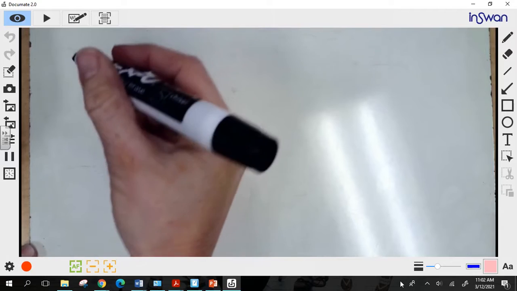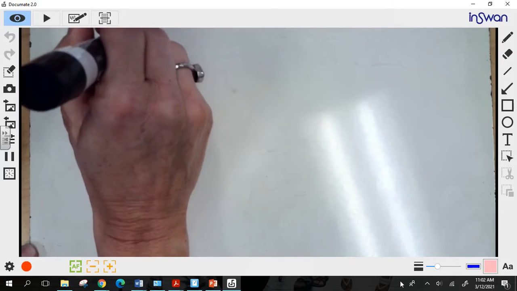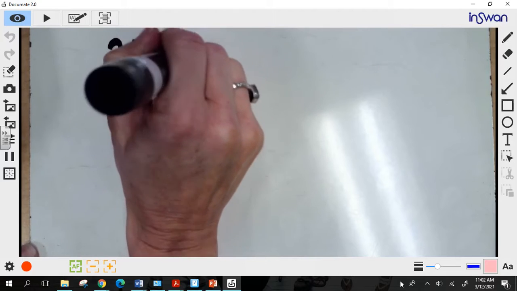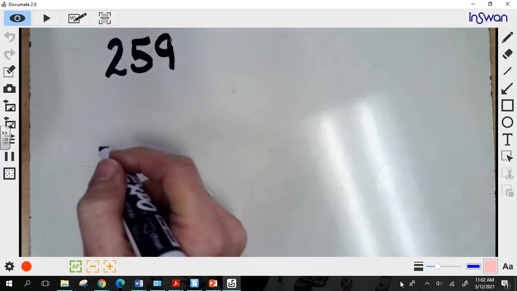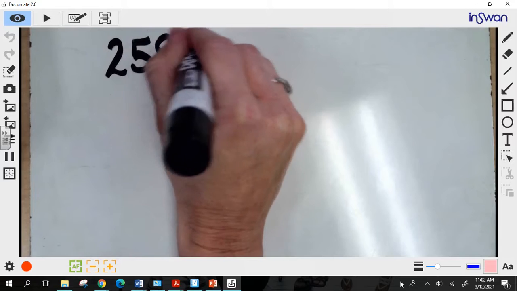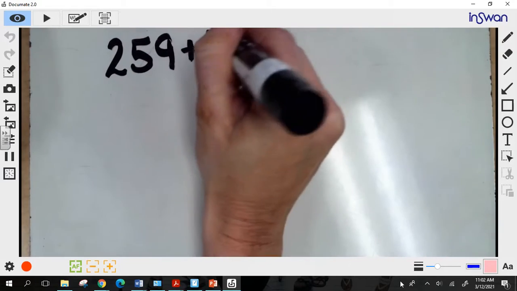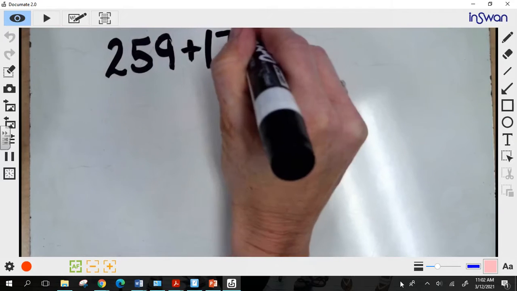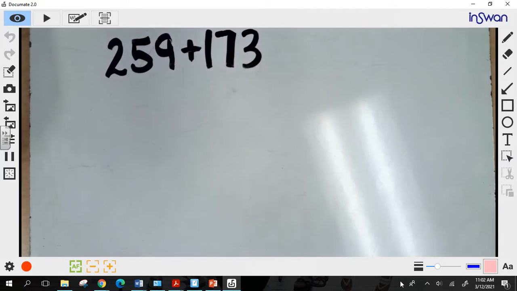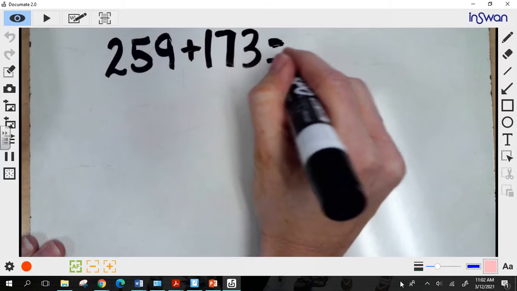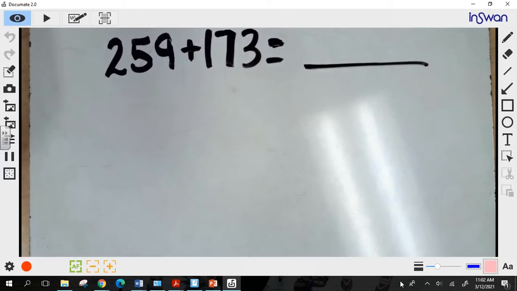So my first problem is going to be 259. We are going to add to that 173. So this is going to be a little more complex than what we did the other day. So first, let's start with a picture model.